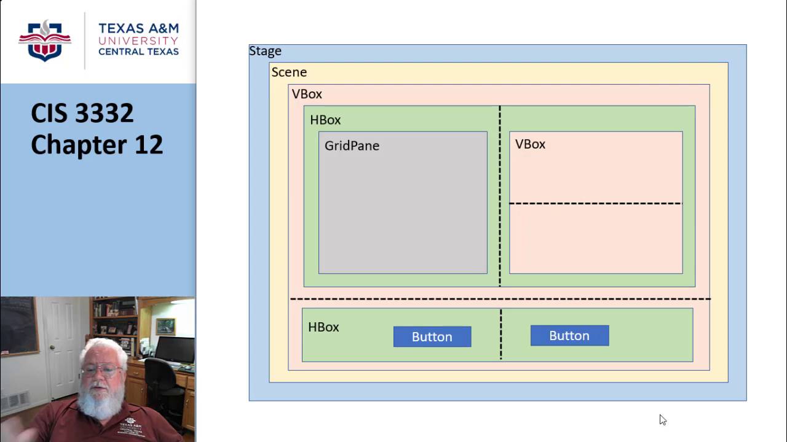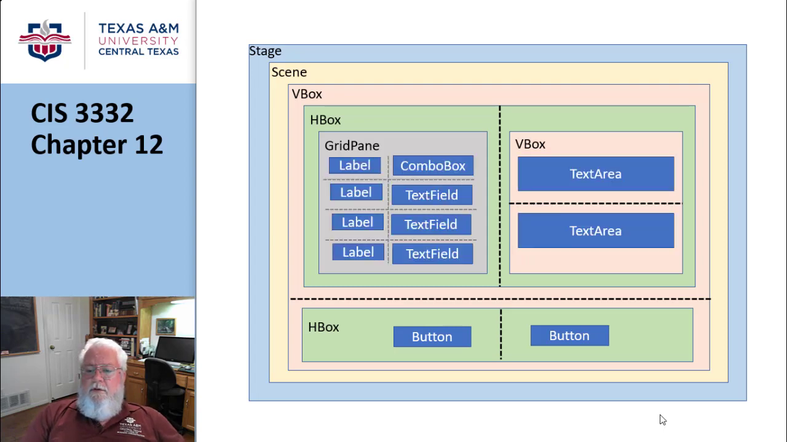I need to have a grid pane where I can put my labels and text fields. And over here I need another V box where I can put the other stuff. So, right off the bat, this complex thing is going to take two V boxes and two H boxes to pull it off. So you just play with this, and I promise you it'll make a little bit more sense as we go along.